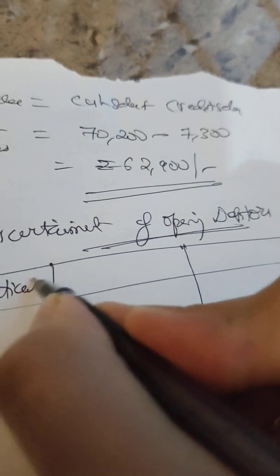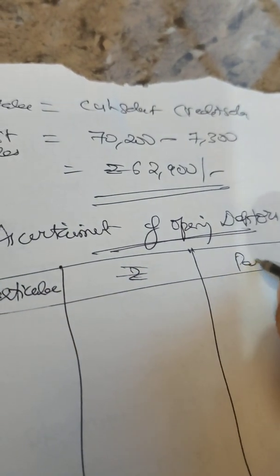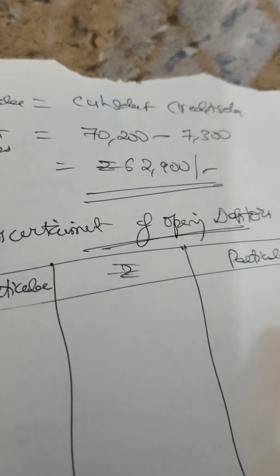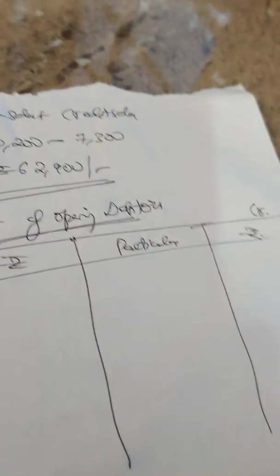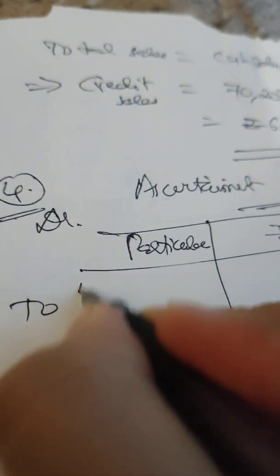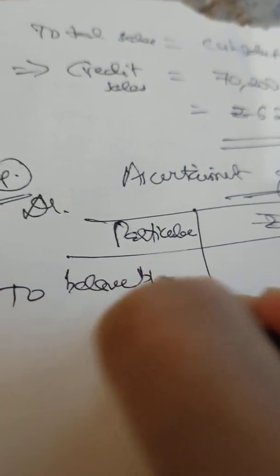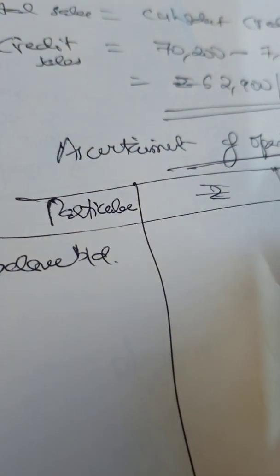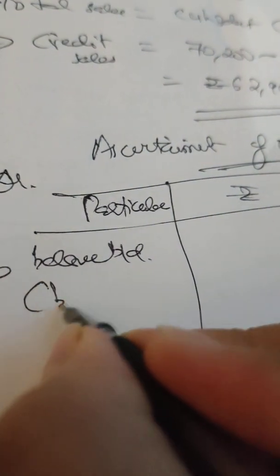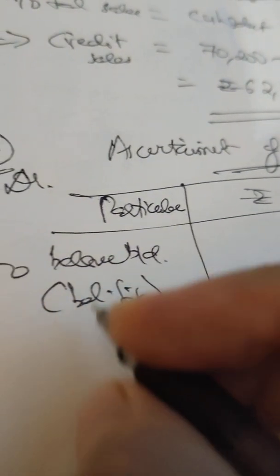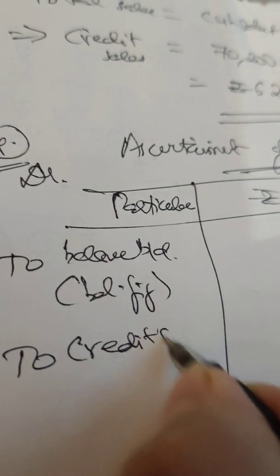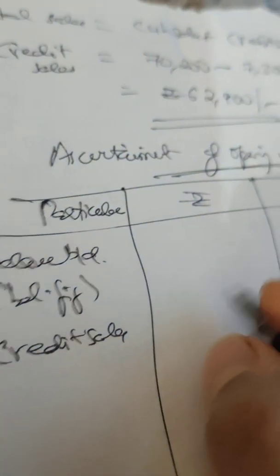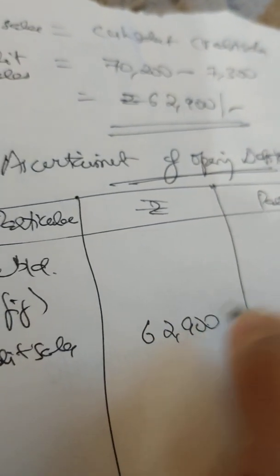So particulars, rupees, debtor and creditor item, isn't it? Yes. Now the balance brought down, as per the format we write it, we don't know the value of that. Let us find that, it's the balancing figure. Then we have credit sales, which we already found below here, so 62,900. Just substitute it.